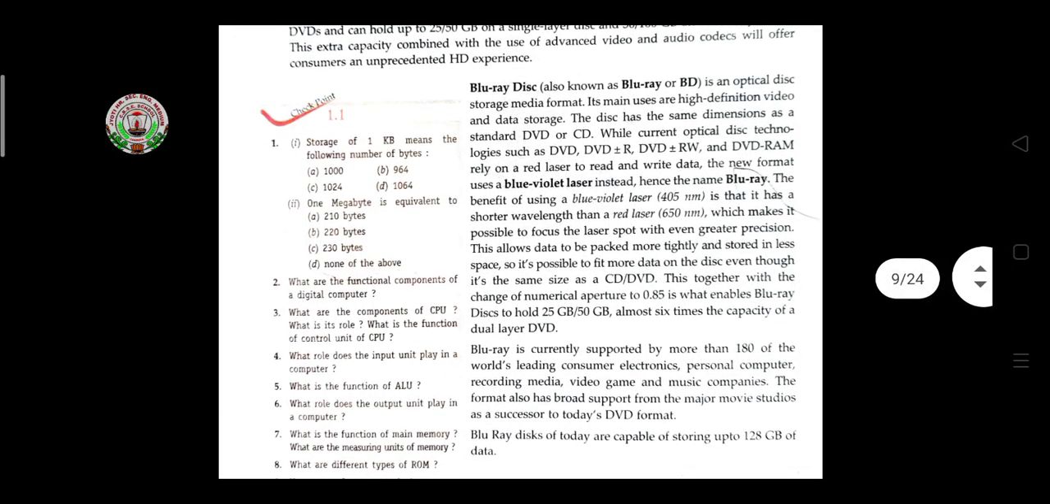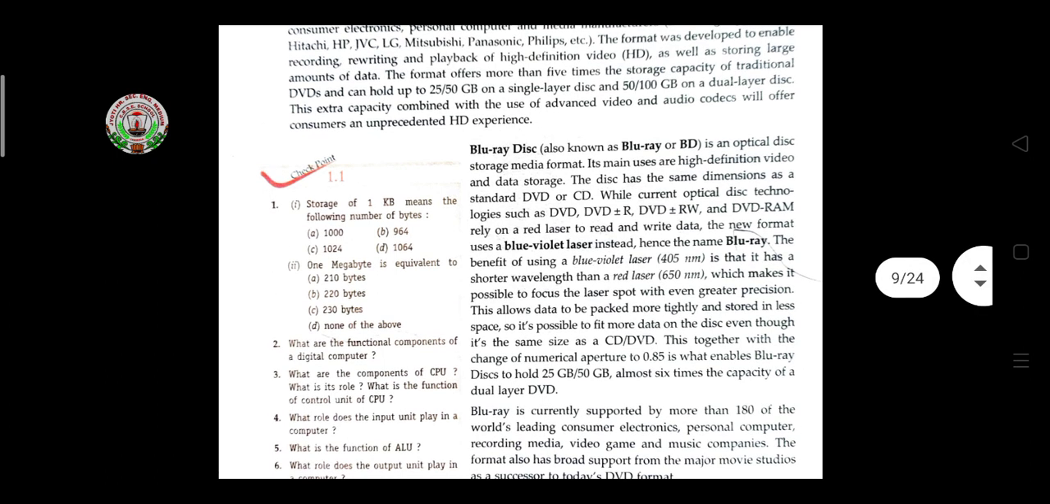And this is the most advanced optical disc storage media format. The main uses are high definition video and data storage.